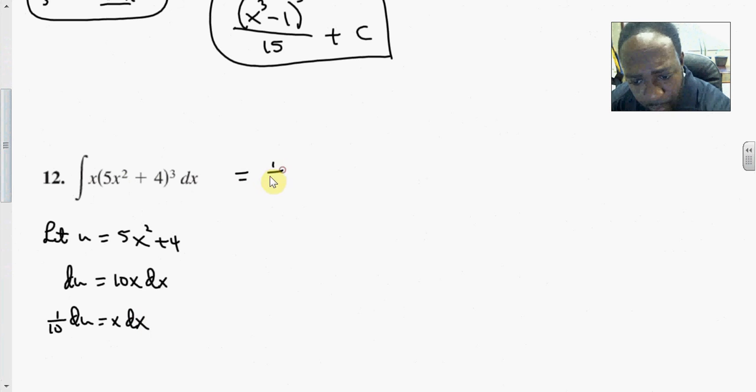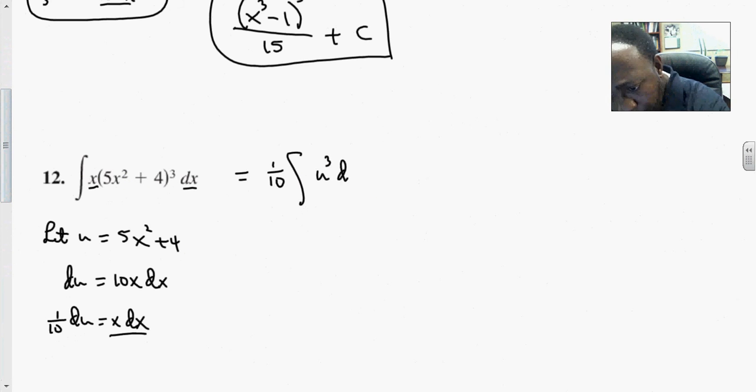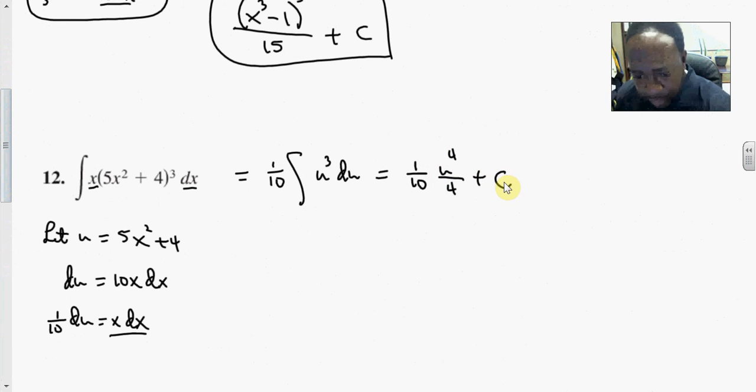So we have 1 over 10 times the integral. The x dx is here, and so that's the 1 over 10 du. We'll put the du at the end, and this is u to the third, right? So we integrate, we do not hesitate. So this is 1/10 times u to the fourth over 4 plus the constant.